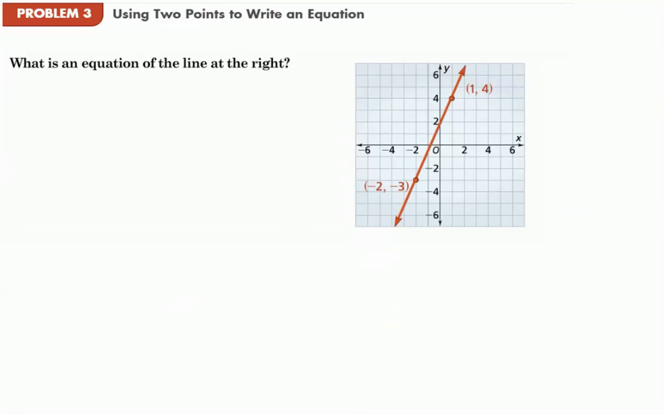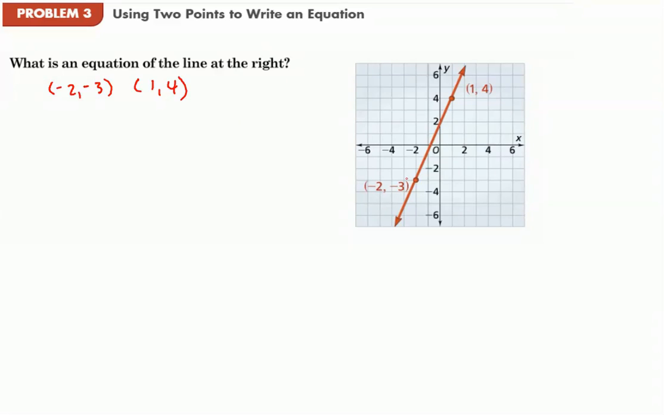Okay, so for problem number 3, we're going to be using 2 points to write an equation. What is the equation of the line at the right? So notice that we are given 2 points. We're given -2 and -3, and 1 and 4. So I'm going to go ahead and write those points down. So I'm going to put -2 and -3, and we're going to put 1 and 4.